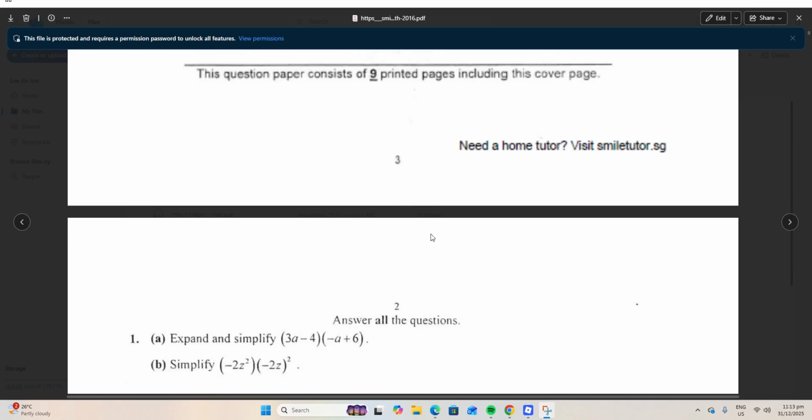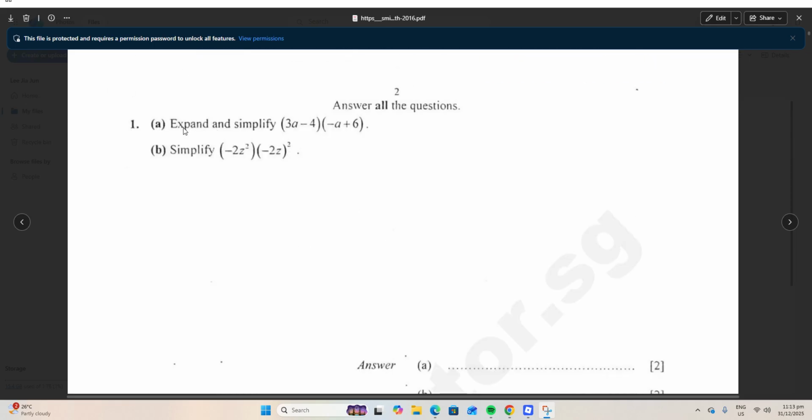Okay, so first of all, the first question here for math is expand and simplify 3a minus 4 minus a plus 6. So take a few seconds to internalize this question. If you have any questions, just drop in the comments too.